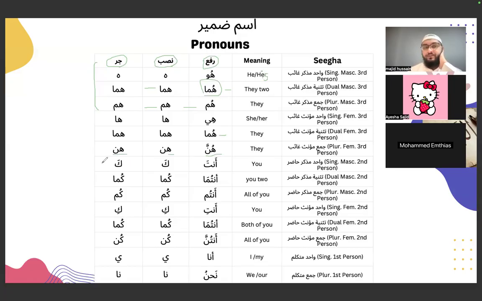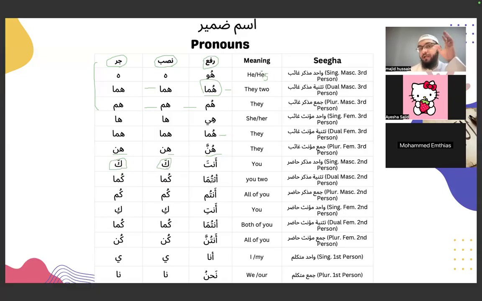Then we have the second person, starting from masculine. Anta means you, one male person. The same thing when we see in nasab: the i'rab is ka, only the letter ka. The ka letter must have a fatha. And in the state of jar, also ka.